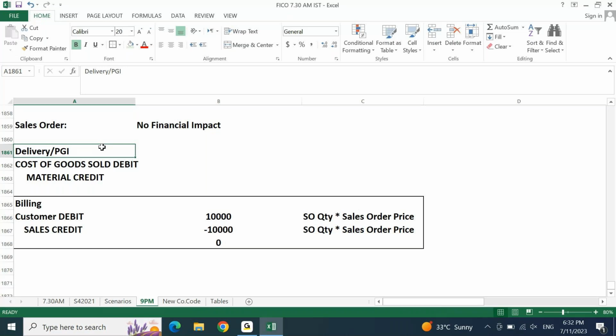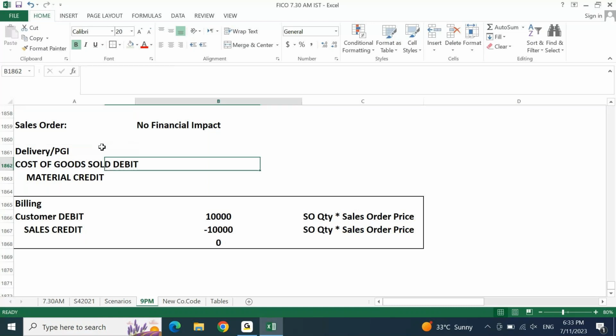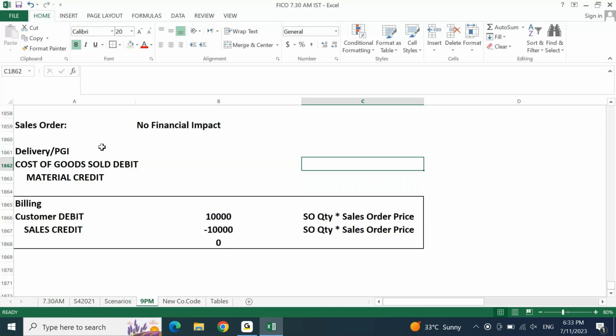Now, during the billing, it is straightforward: sales order quantity multiplied by sales order price. When it comes to delivery or PGI, which is nothing but post goods issue, here the amount will be sales order quantity multiplied by material master price.